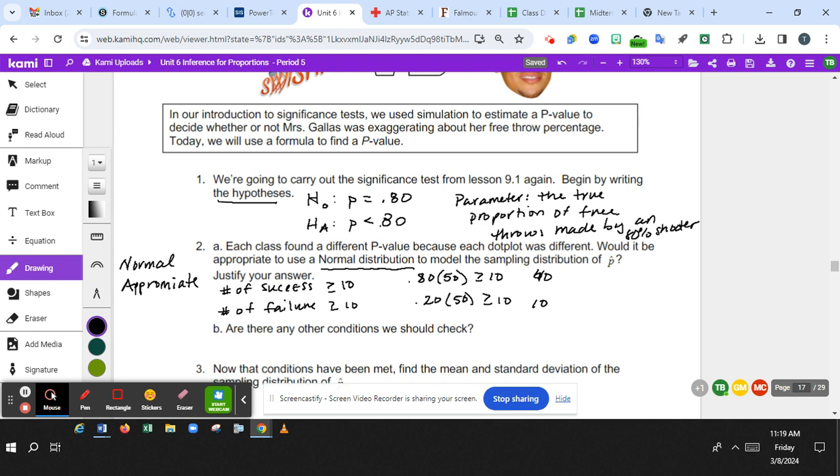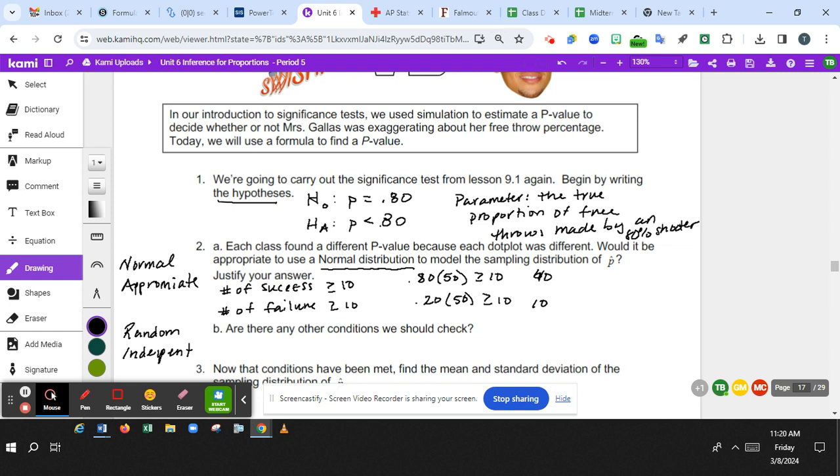Okay. And remember, in our world of conditions, what are the other two conditions that we check? We check random and independent. And again, why do we check random? Right, for bias. Why do we check independent? To see if we can use the standard deviation formulas. Okay.